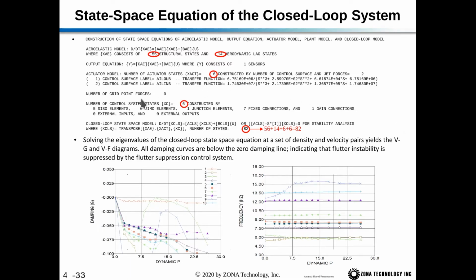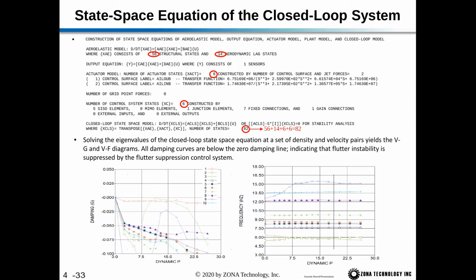Our difference here is now we have control system states. So we have 6 states coming from 5 CISO elements, 0 MIMO elements, 1 junction element, 7 fixed connections, and 1 gain connection. Of course, all 6 states are coming from our 5 CISO elements. So the closed loop state space model now has 82 states, which is the 56 plus 14 plus 6 coming from the open loop model, and then our 6 control states, which gives us a total of 82 states. Now solving the eigenvalues of the closed loop state space equation at a set of density and velocity pairs yields the VG and VF diagrams.